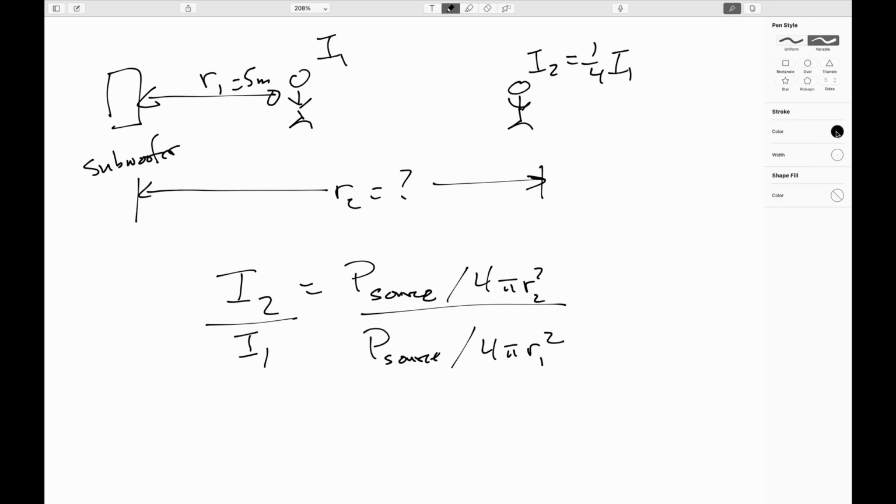Well, look there. The power of the source, which I never knew, cancels, leaving me with 1s, and the 4 pi's will cancel. Now I've got to be careful here. What I've got at the moment is 1 over r2 squared all over 1 over r1 squared. So it's a good idea to rationalize this a bit, and you'll get r1 squared over r2 squared after you multiply numerator and denominator both by r1 squared to make this denominator go away. Then we can observe that that's r1 over r2 squared.